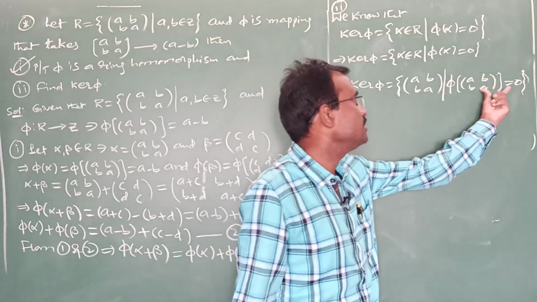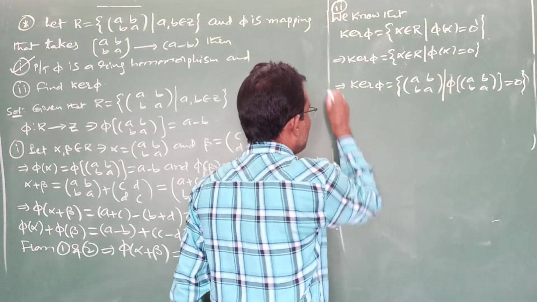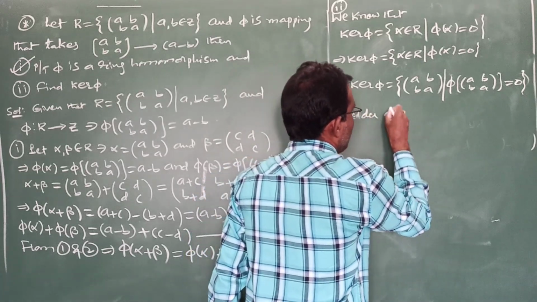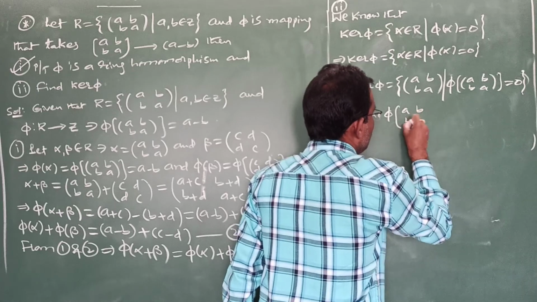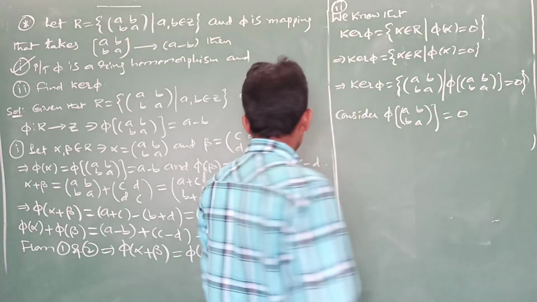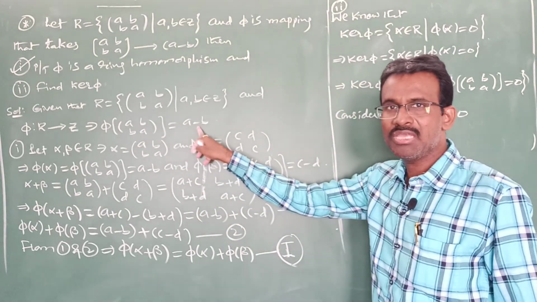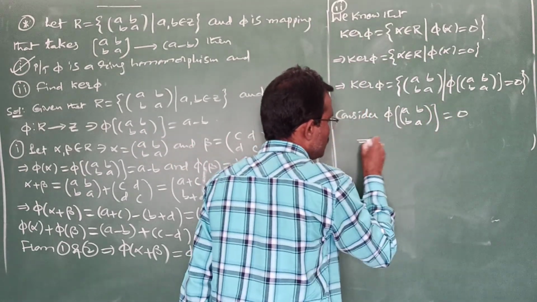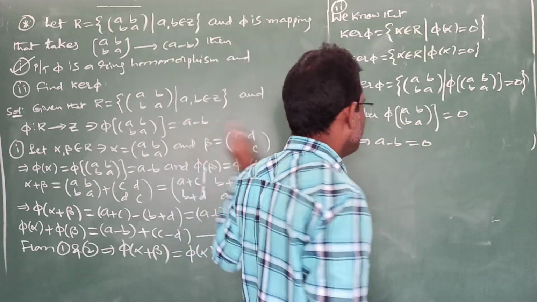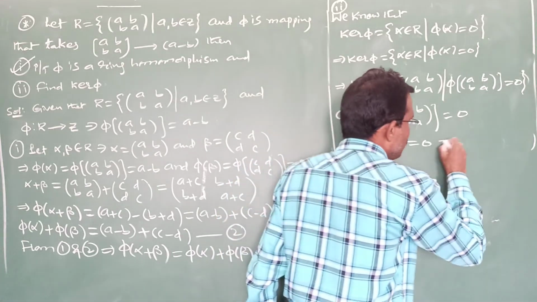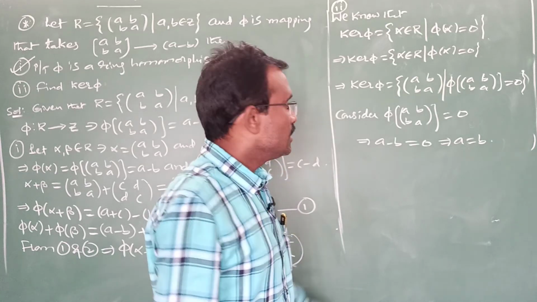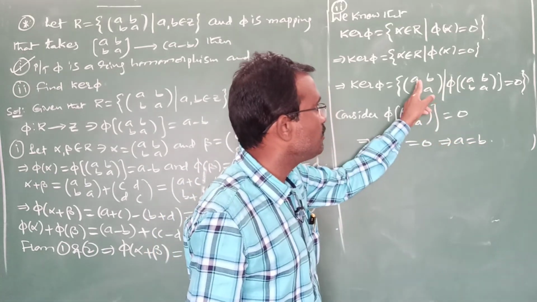Now take this one separately. This and this one are the same. Take this one separately. Consider phi of [A B; B A] is equal to 0. But what is phi of [A B; B A]? Is it A minus B or not? Use that here. This implies A minus B equal to 0, because this value is A minus B according to the given definition. A minus B equal to 0 means A equal to B. Take this minus B to the other side. You can now substitute B in place of A, or A in place of B.